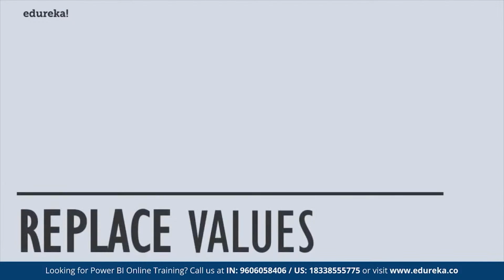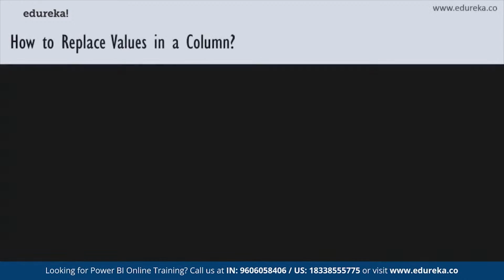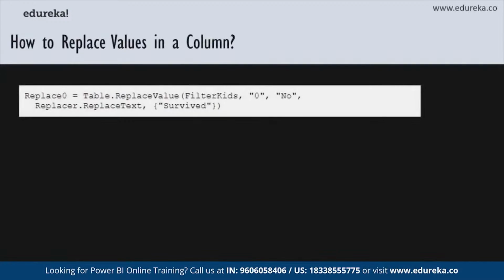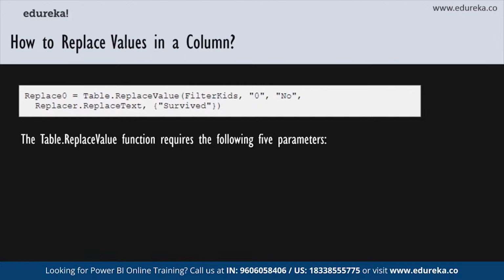Now, another handy transformation you might need to do at times is to replace one column value for another. For this example, you will be replacing the 0 value in the survived column with no and the 1 value with yes using the table replace value function. Now, kindly refer to the syntax that is shown to you and try to transpose the following elements that I'm going to discuss with the syntax on your screen.